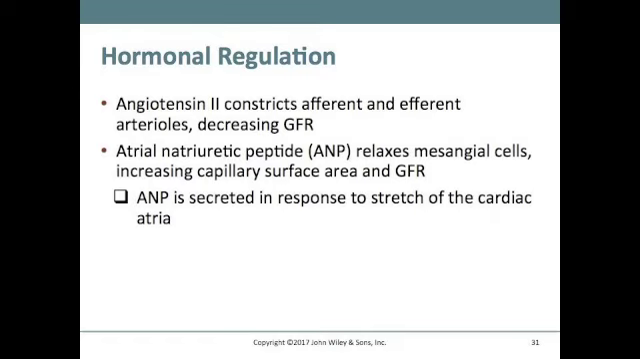Angiotensin II is a very potent vasoconstrictor that narrows both afferent and efferent glomerular arterioles and reduces renal blood flow, thereby decreasing the glomerular filtration rate.